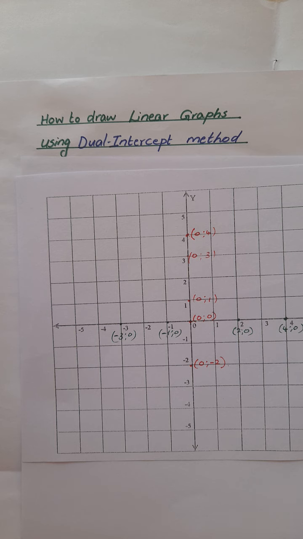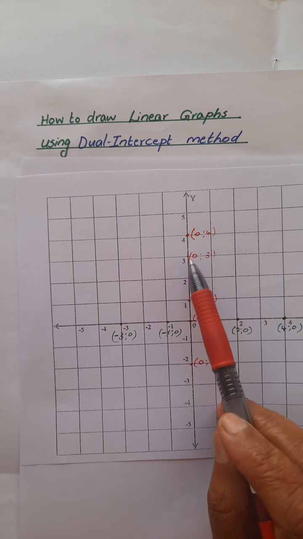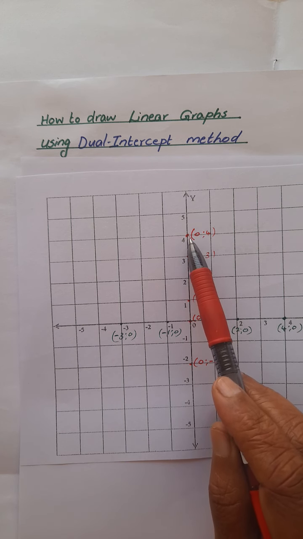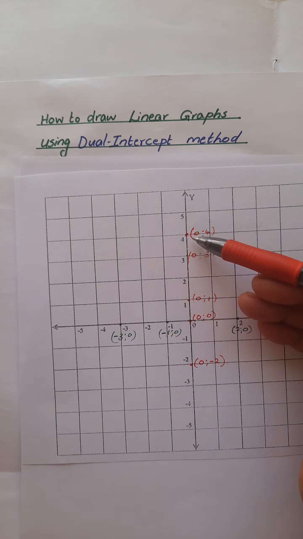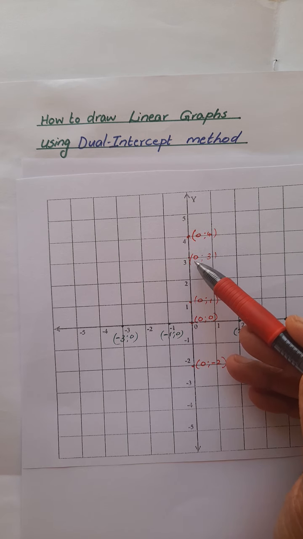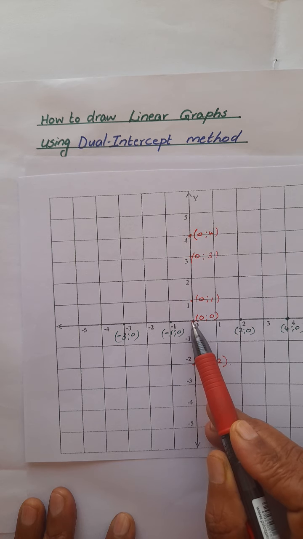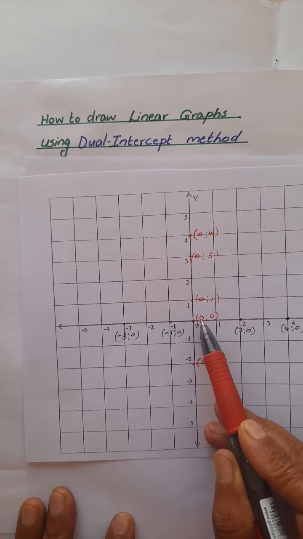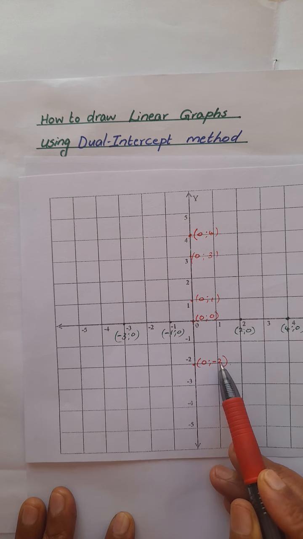Before we start with the graph, I just want to go over the points on the y-axis. What are the coordinates of this point? The x coordinate is 0 and the y coordinate is 4. Here it is 0, 3. At this point it is 0, 1. And here, the origin, both x and y coordinates are 0. At this point, 0, negative 2.